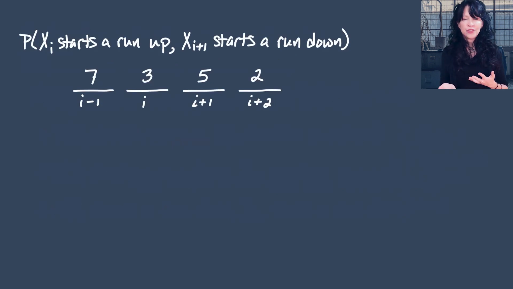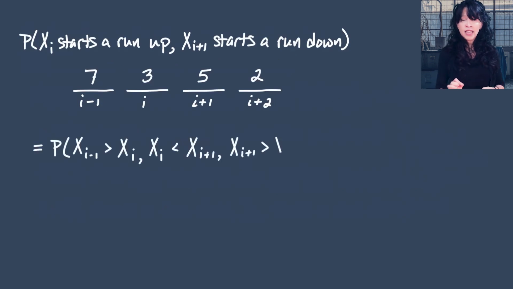But I used integers just to have simple examples of numbers going up and down. But you can see from this that this probability that we care about, we can write as the probability that X sub I minus 1 is greater than X sub I, and X sub I is less than X sub I plus 1, and X sub I plus 1 is greater than X sub I plus 2. To compute this, I'm going to use our conditioning trick from today.